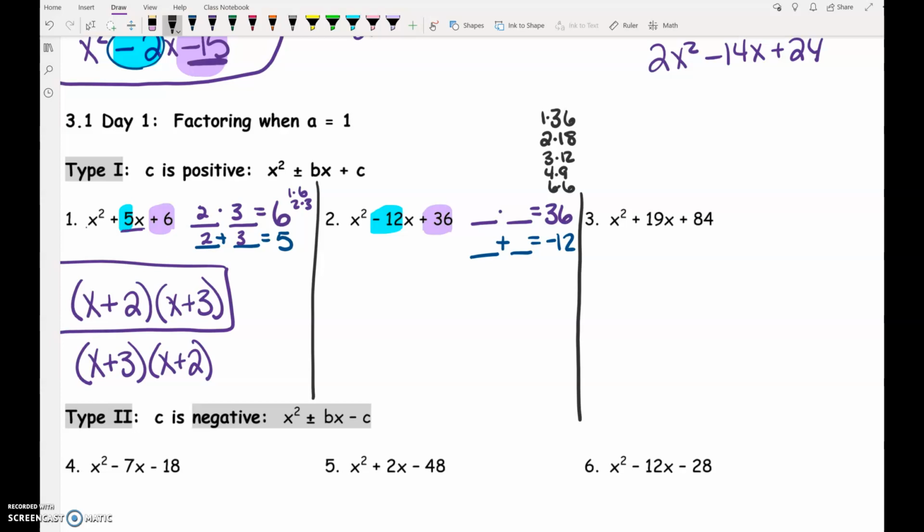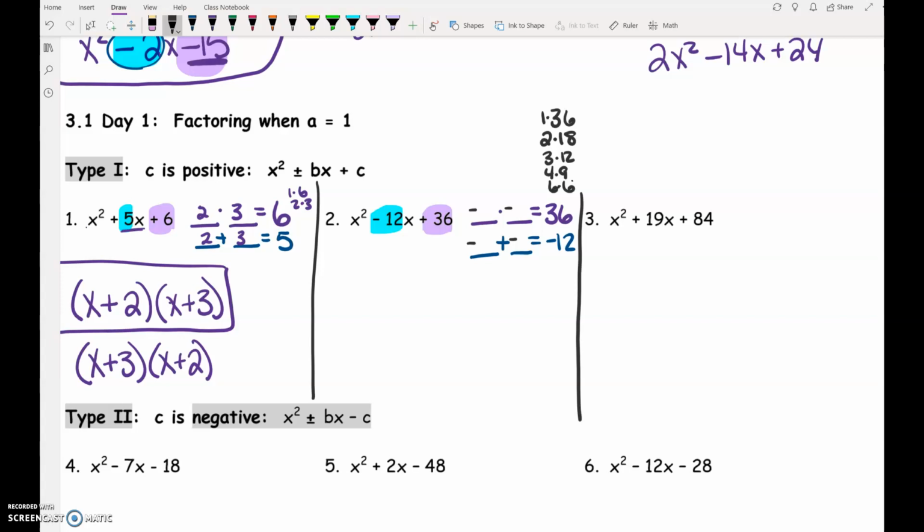Now here's the clincher thingy. If we're trying to add up to a negative number, there has to be negative numbers involved. But if you're multiplying to get a positive, that means they both need to be negative. If you're multiplying to get a positive, the only way to do that is a positive times a positive or a negative times a negative. But since we have to add up to a negative number, they both have to be negative.